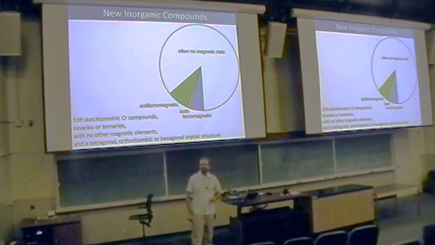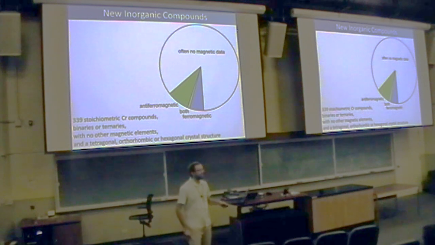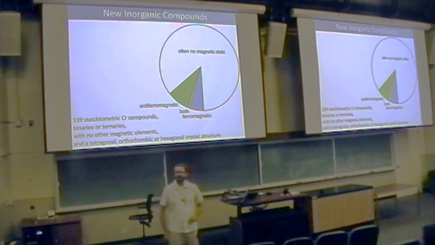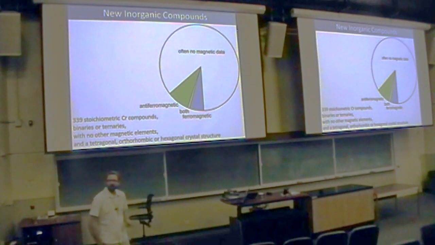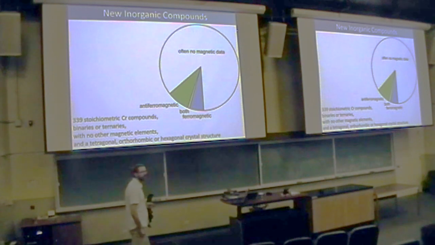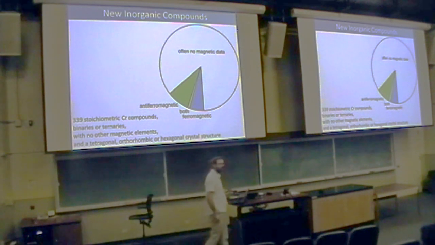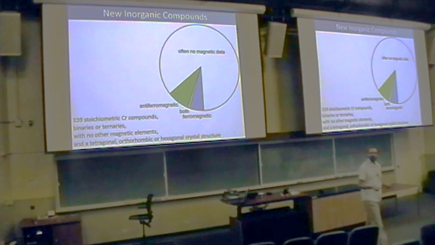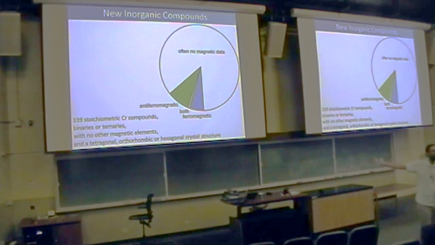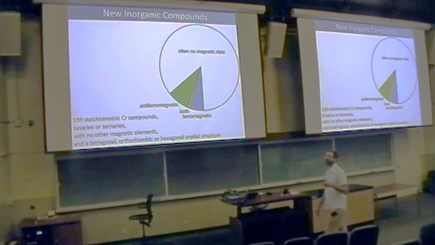Some of them are ferromagnetic, some of them are anti-ferromagnetic, but most of them, and by most I mean, look at this diagram here, almost all of them, nothing's been measured on this material. So not only do we get new compounds every single day that are popping up, but the ones that are already known are far from being characterized. And this is just chromium, okay?